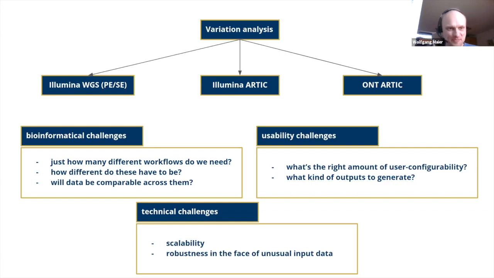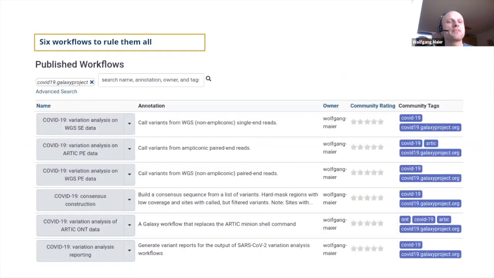So next slide. The question: how many workflows do we need to cover all these use cases? The answer is not 42, but it's 6. So we need 6 workflows to really cover all potential use cases, and they are shown here. I just took a screenshot from Use Galaxy EU, where, as Björn said, they're also available on usegalaxy.org and should be available on usegalaxy.org.au, the Australian Galaxy server. But this is from EU because I'm working for the Use Galaxy EU team in Freiburg.